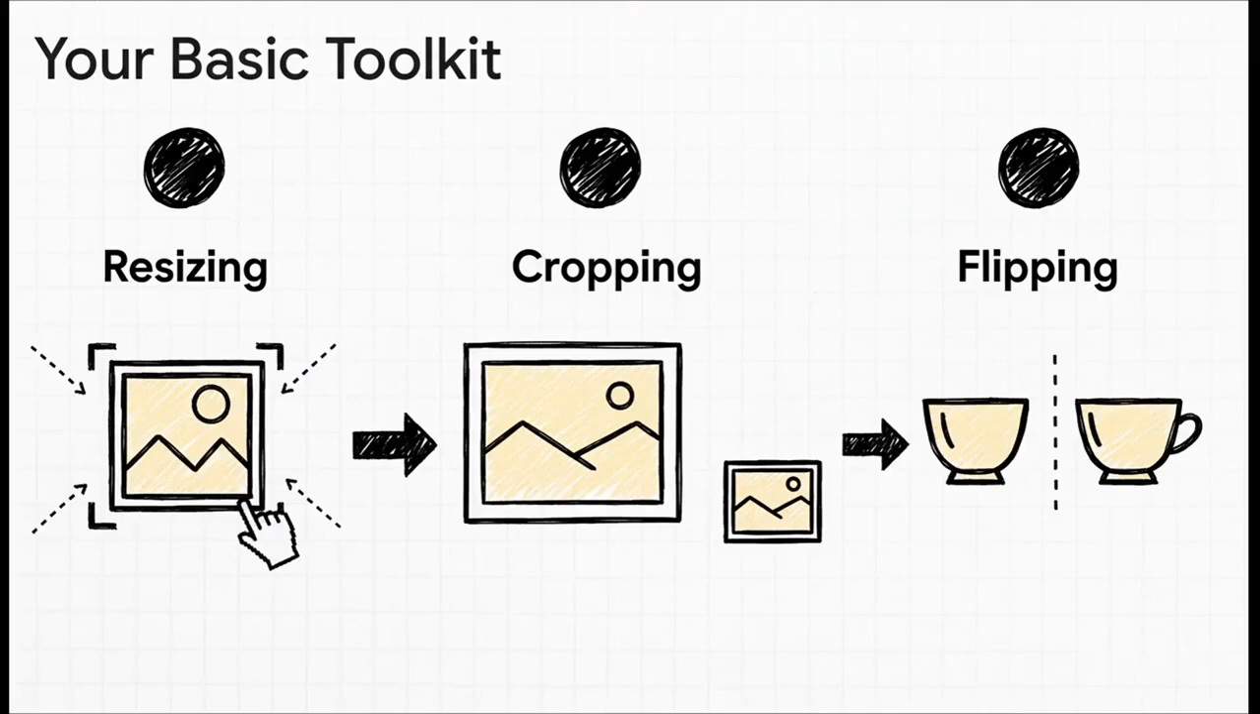These are your go-to tools, the basics you're going to use all the time. You can resize it by just grabbing those little corner handles, use cropping to get rid of all that junk in the background and really focus on what's important. And flipping it can create a perfect mirror image, which can be surprisingly useful.